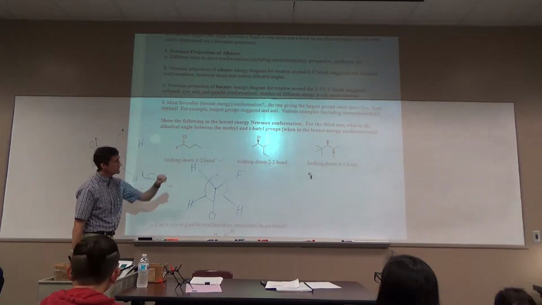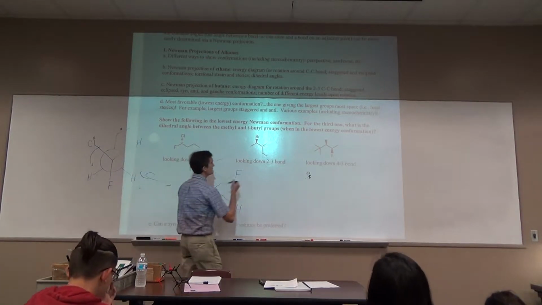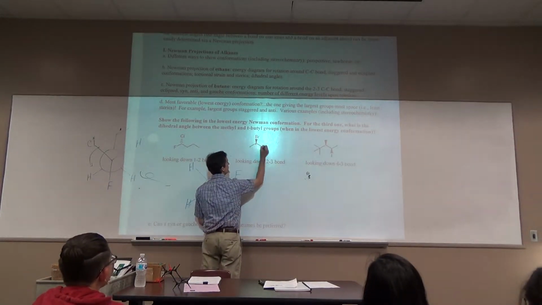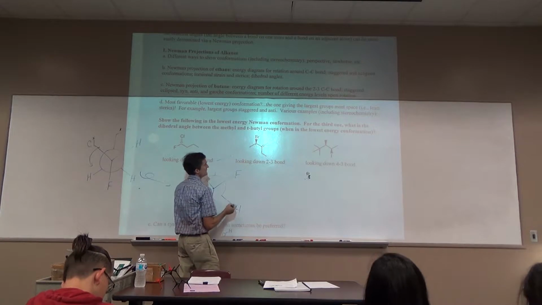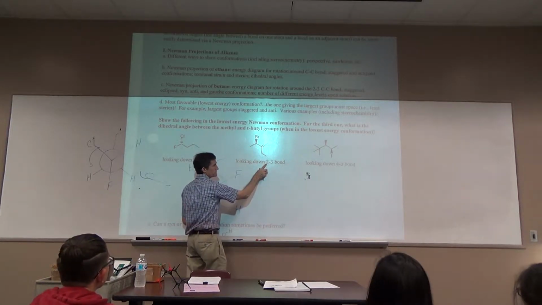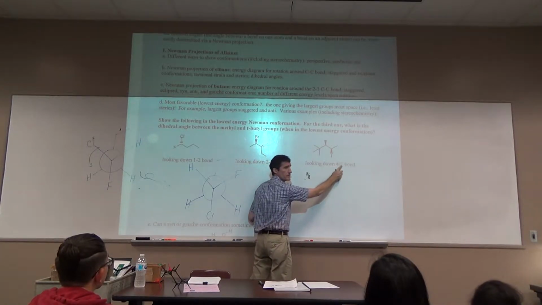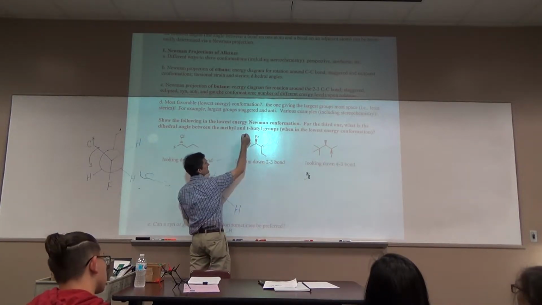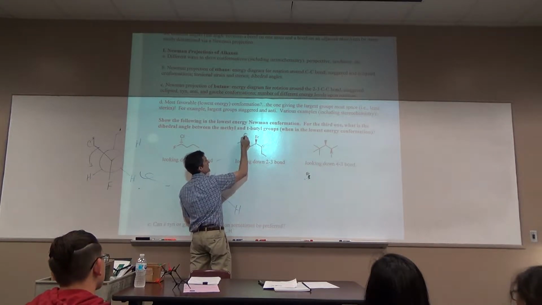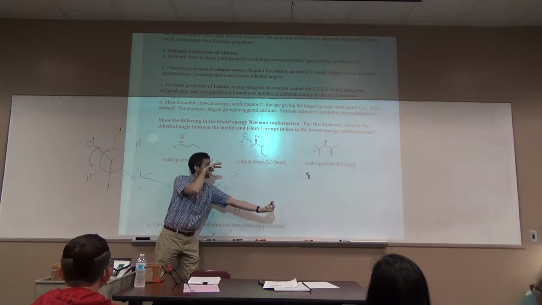Okay, let's try the next couple of ones. Looking down the 2-3 bond. If you name this, this is going to be 1, 2, 3. So the 2-3 bond is there, 2 being in front. Suppose over here we're going to do 4-3. That would be 4 in the front. Okay, so we're going to stand over here, 2 in the front, and 3 behind.